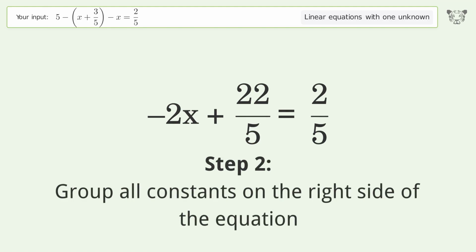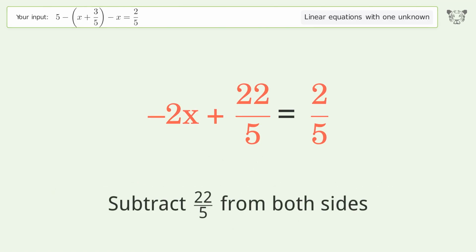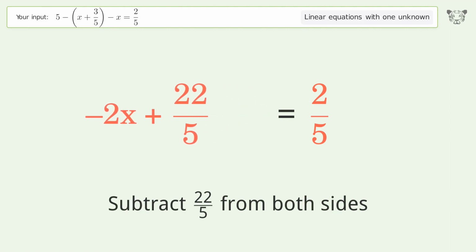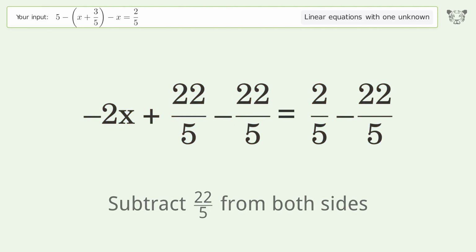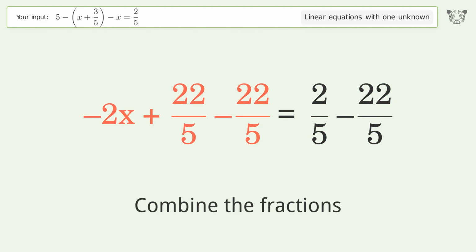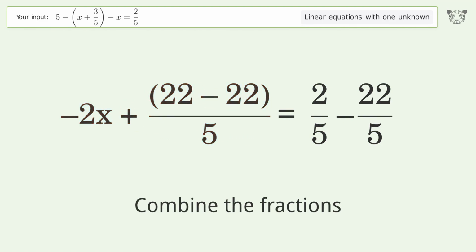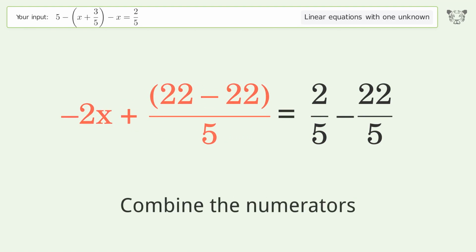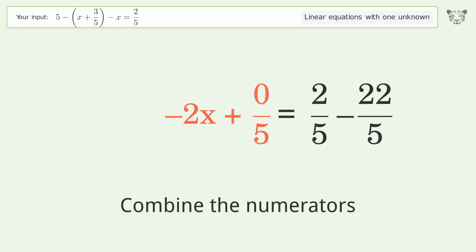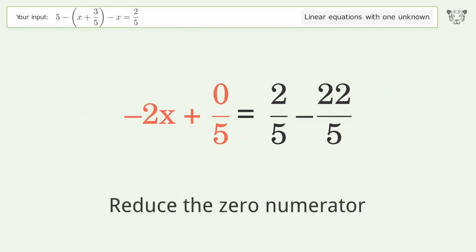Group all constants on the right side of the equation. Subtract 22/5 from both sides. Combine the fractions. Combine the numerators. Reduce the zero numerator.